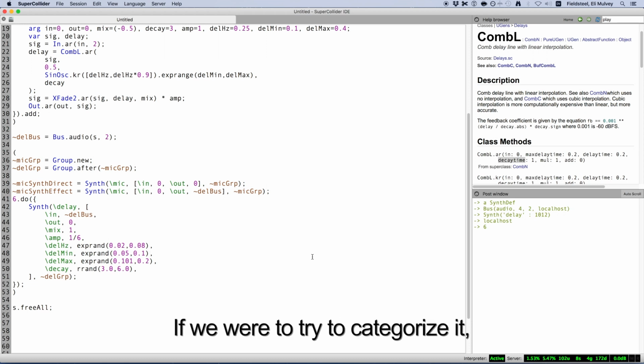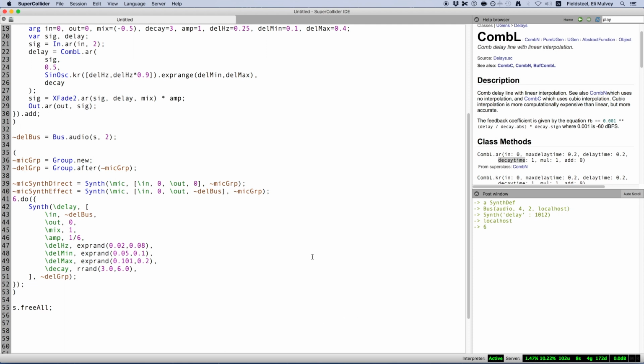If we were to try to categorize it, I guess we'd call it a reverb effect, but it's also got this sort of weird swirling pitch shifting effect or something. I don't know. Anyway, I'm doing s.freeAll because I'm lazy, but if we wanted to fade the effect out more graciously, we'd add a gated amplitude envelope to the delay SynthDef so that we could fade it out. But I think I'm going to leave it here and let you continue experimenting with microphone signal processing on your own.